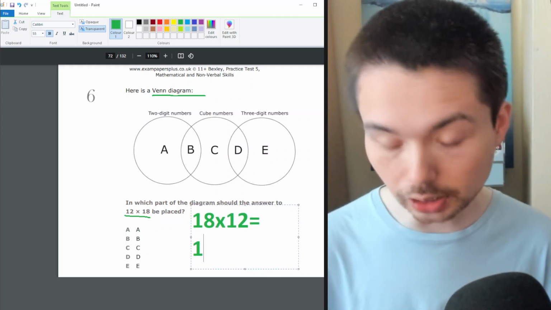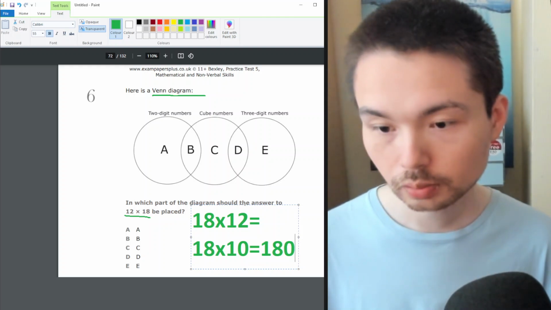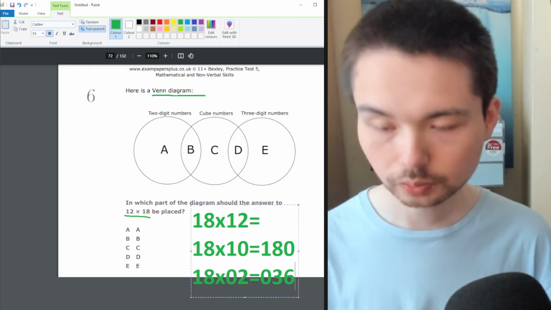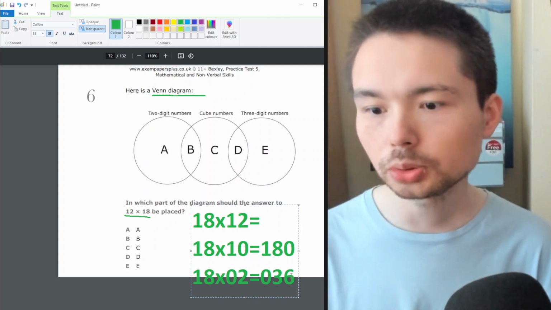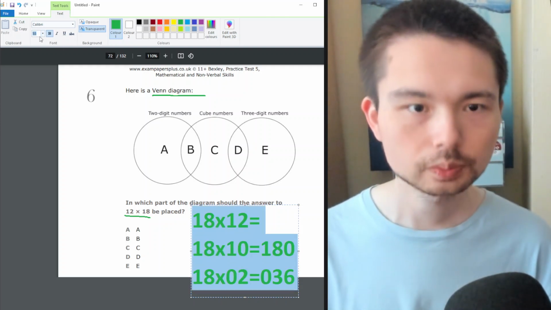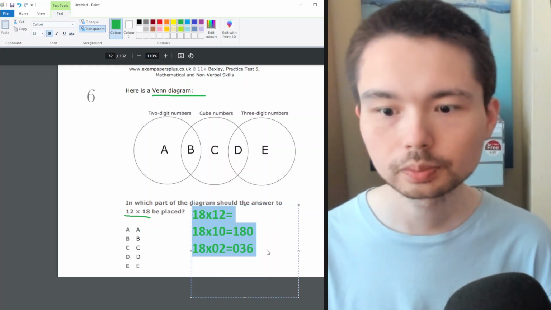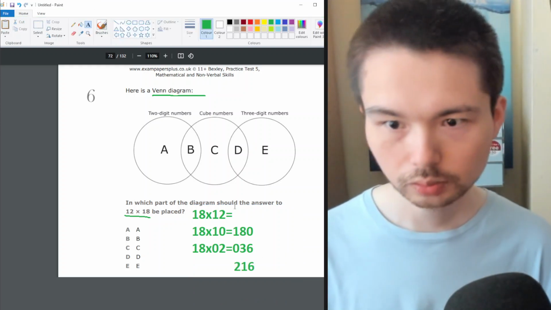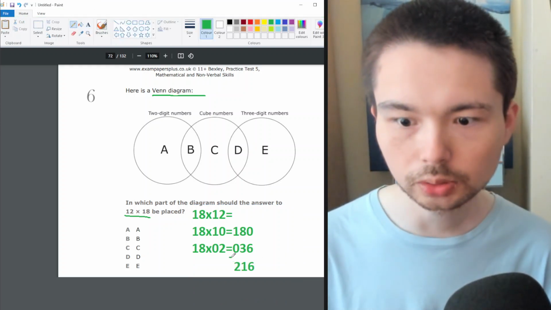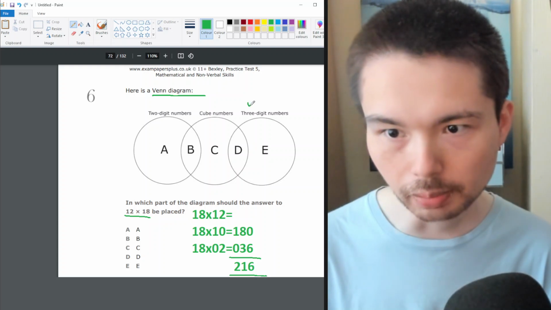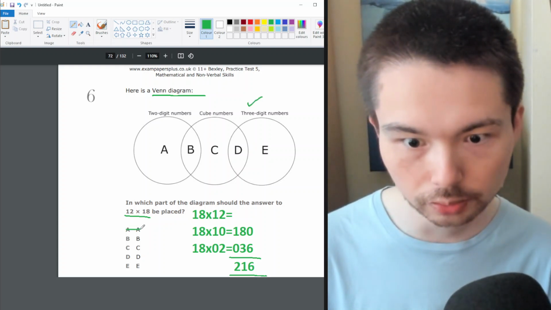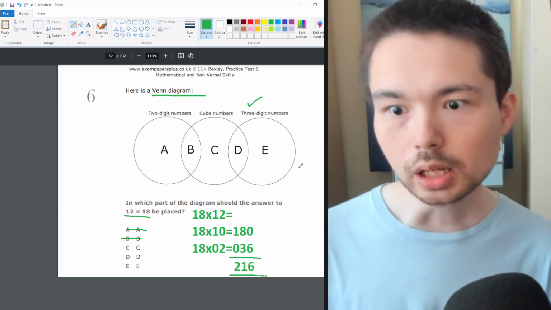Split it up. 18 times 10, 180. 18 times 2, 36. And then we can add it together. 180 plus 36, 216. Good. So that is part of it. So it is a 3-digit number. That is the bit that stands out. So 2-digit, no way. Cross them off. C, D, E. There we go.